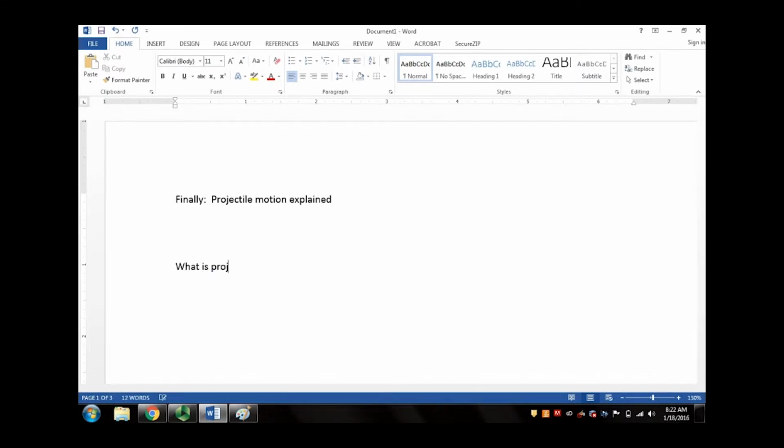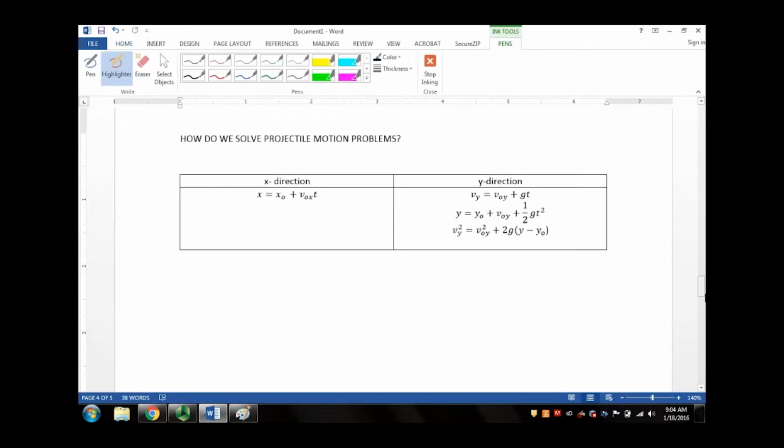What is projectile motion? It is any motion of a body in free flight. In dynamics, problem statements usually require determining time, position, velocity, or acceleration. How do we go about solving projectile motion problems?